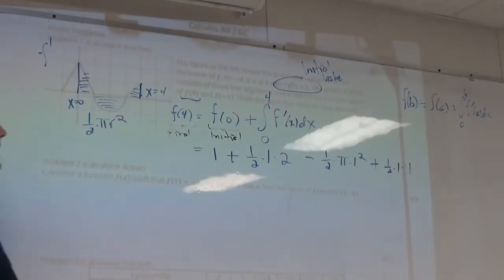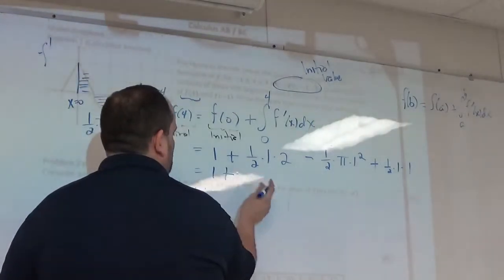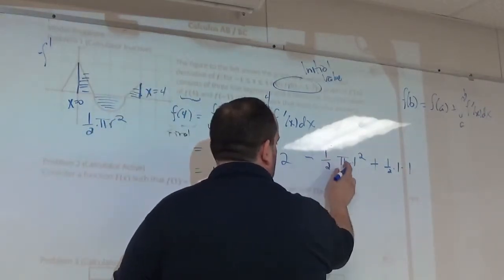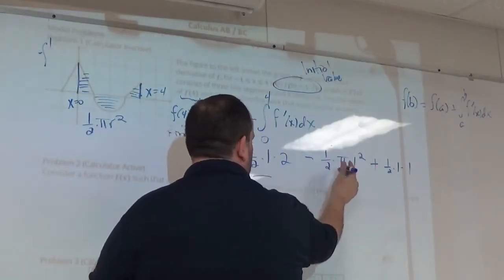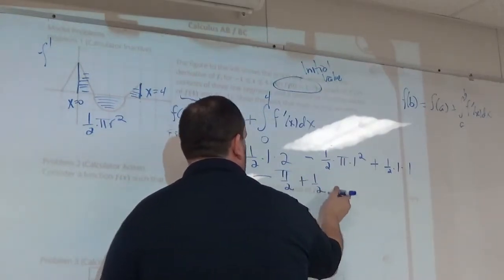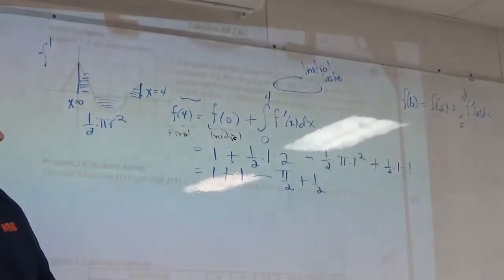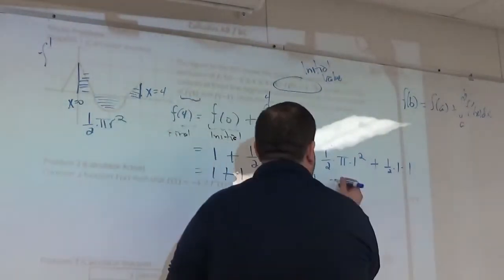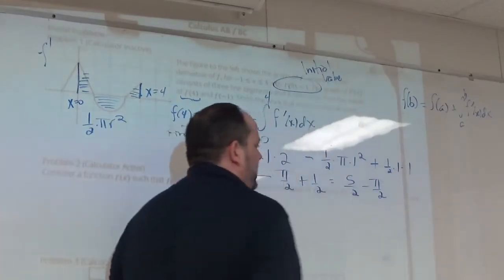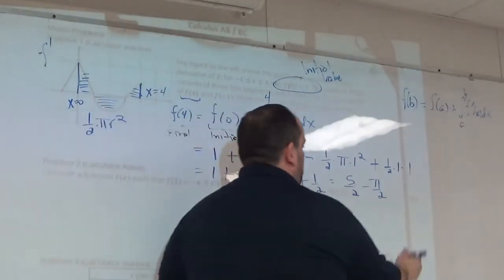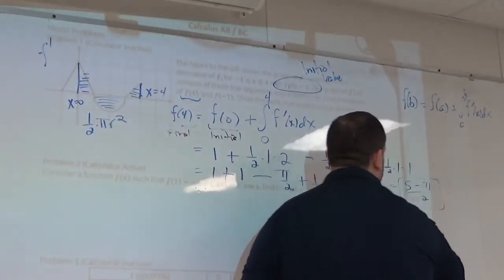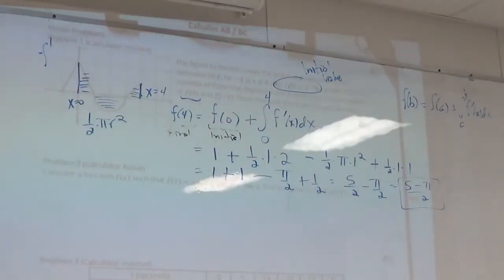But let's simplify. So I've got 1 plus 1/2 times 1 times 2 is 1, minus pi times 1 squared, well, that's just pi. So it's pi over 2 plus 1/2. That's good. 1 plus 1 plus 1/2 is 5/2 minus pi over 2. I like that. Even better answer, 5 minus pi over 2. Done and done.